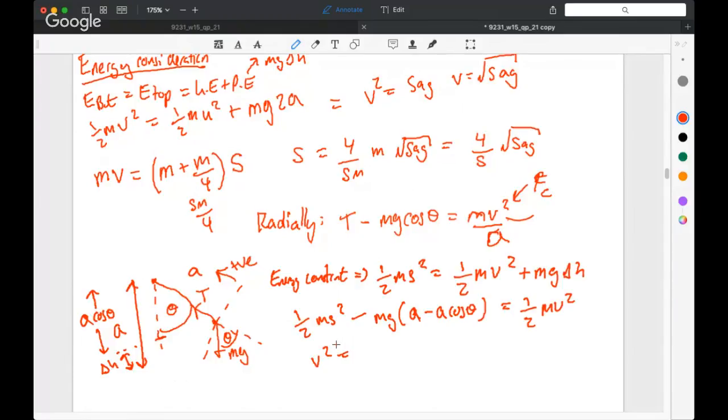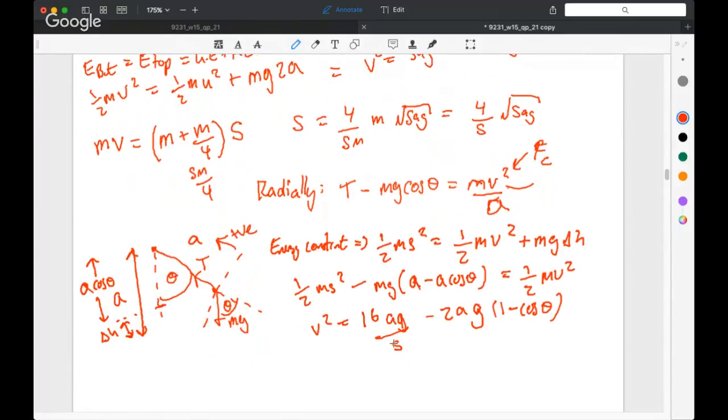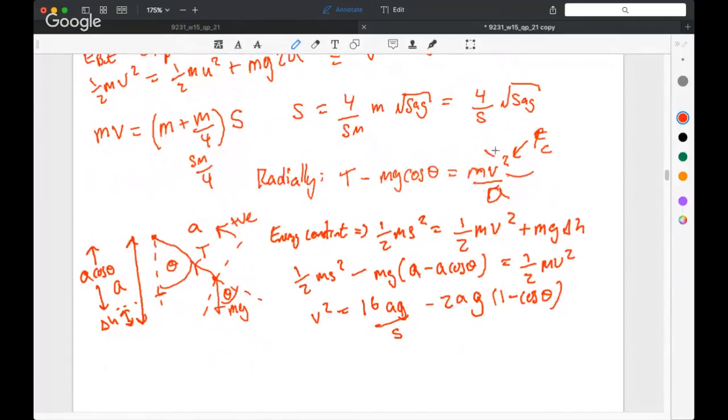v squared equals 16ag over 5 minus 2ag(1 - cos theta). Let me just double check that's right. Yeah, I think that's right. That's just putting in my earlier value of u squared. Okay, so now we have a value of v squared that we can put in the first equation, the starred one.